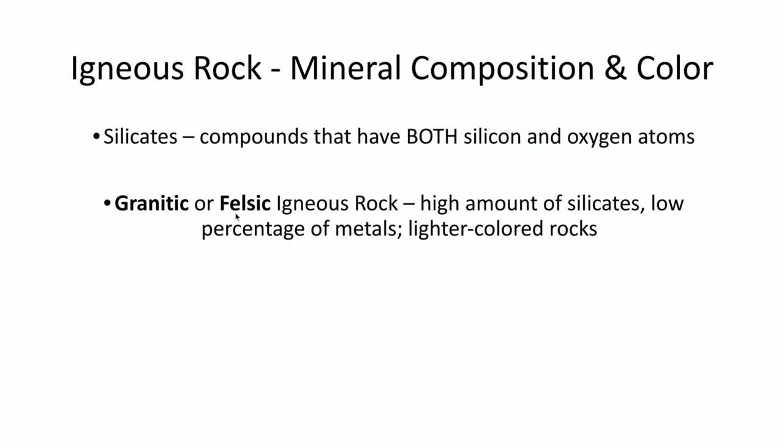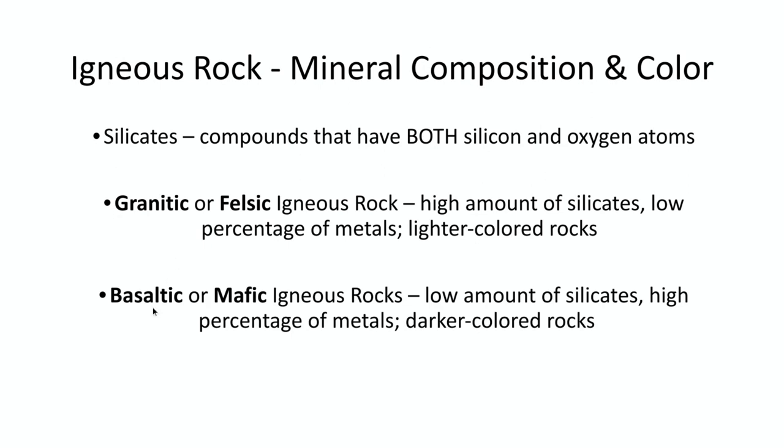If granitic or felsic igneous rocks have a high amount of silicates, that means that they have a low percentage of metals. Metals will make an igneous rock dark colored. Well, these have low metals, high silicates, and so these are going to be very light colored rocks.